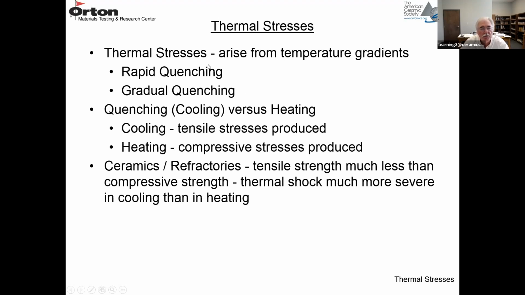So thermal stresses arise from temperature gradients. Refractories can be subjected to a rapid quenching. They can be subjected to a more gradual type of quenching. So rapid quenching would be the most severe type of thermal gradient with the most severe type of damage. So quenching takes place during cooling.